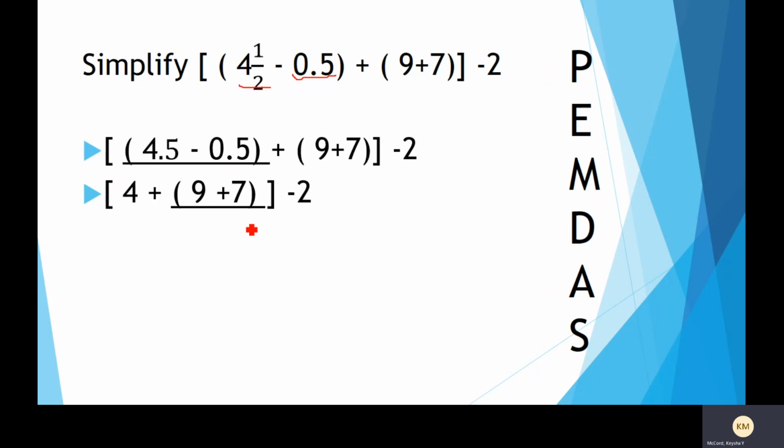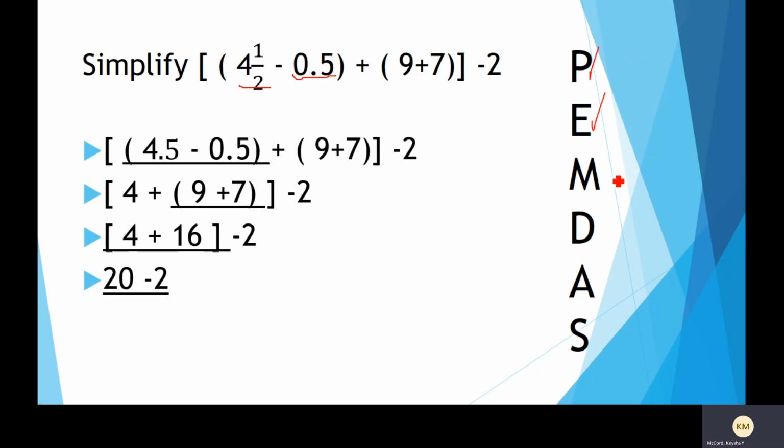We're still following PEMDAS. So now I have 9 plus 7 because it is still in the parentheses. 9 plus 7 is going to give me 16. So as you can see, I don't need the parentheses anymore because I'm done with what is inside the parentheses. Okay, we're still following PEMDAS and we're still on the parentheses and brackets. Well, I need to solve what's inside my brackets. So 4 plus 16 is going to give me 20. I am done with my brackets. Woo woo! We don't have exponents because we are still in 5th grade.